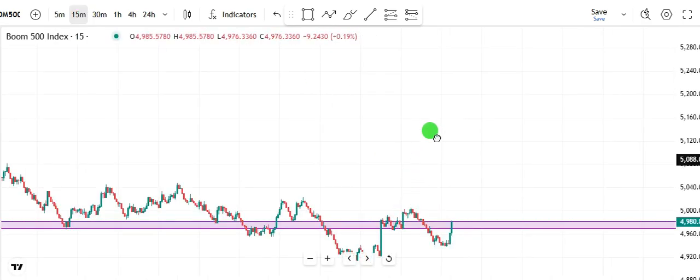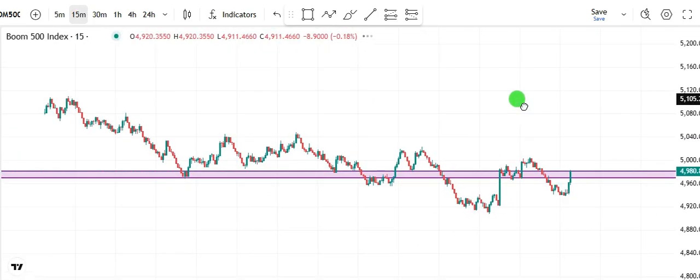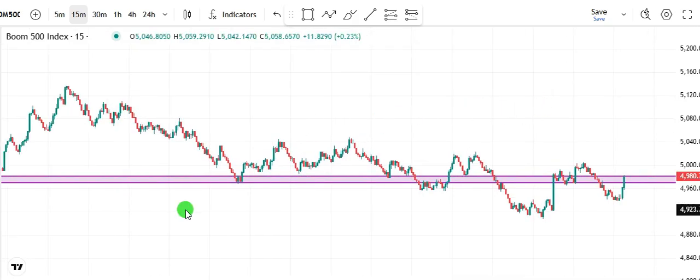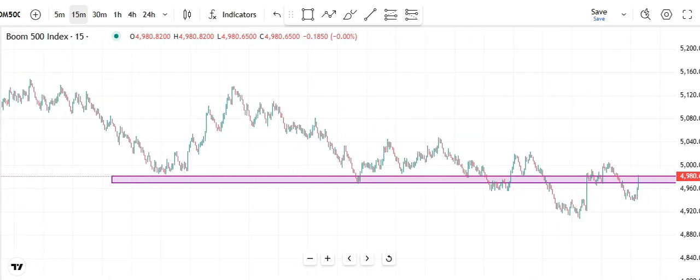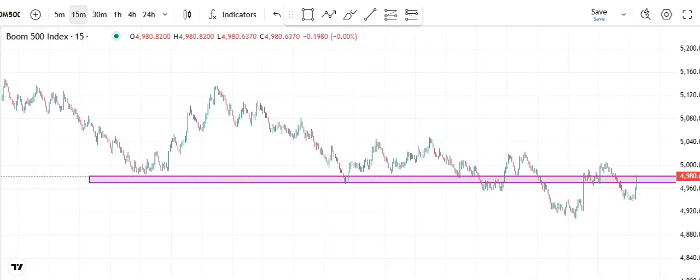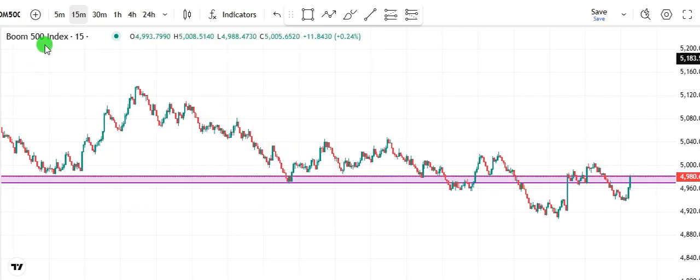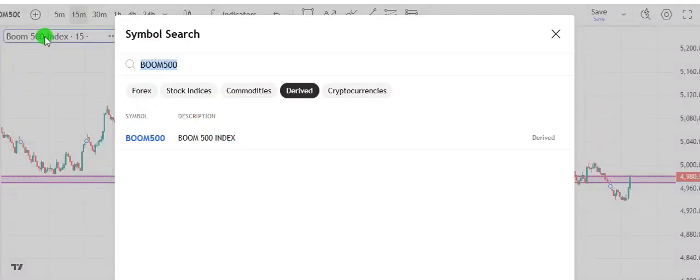Now you can see even the bullish is not really giving me this kind of bullish trend. So still there's no confirmation on Boom 500. So my fingers are still crossed on Boom 500. I'm not really doing anything much on Boom 500 for today, being that there's no confirmation yet. So go to the next one, which is going to be Boom 1000.